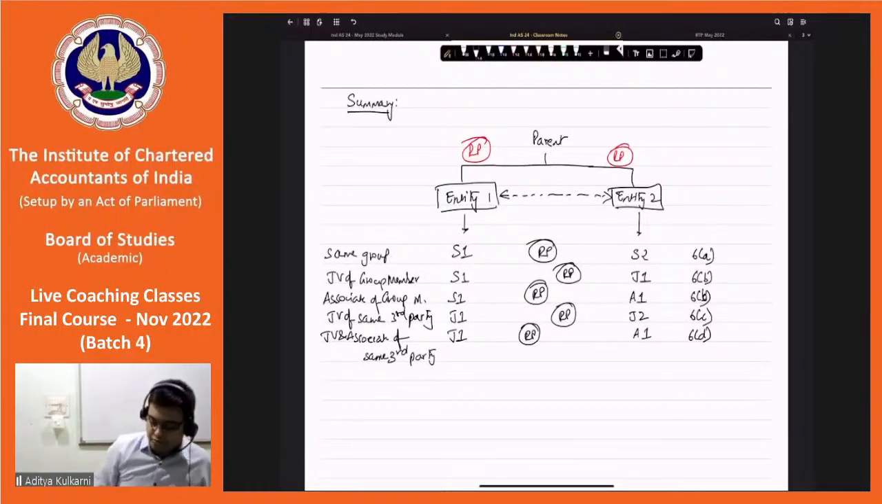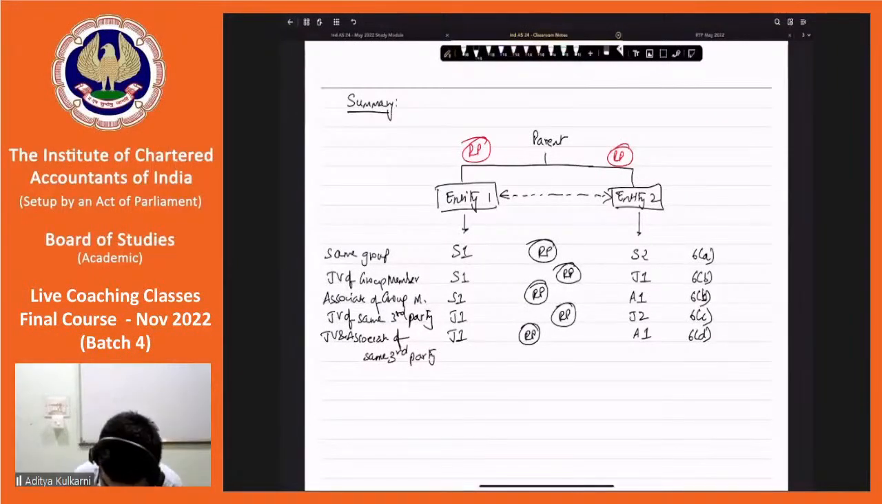So now, check this out. S1, S2 will be related. S1, J1 will be related. S1, A1 will be related. S1, J2 will be related. J1, A1 will be related. J1, J2 will be related. Now, just have a look.